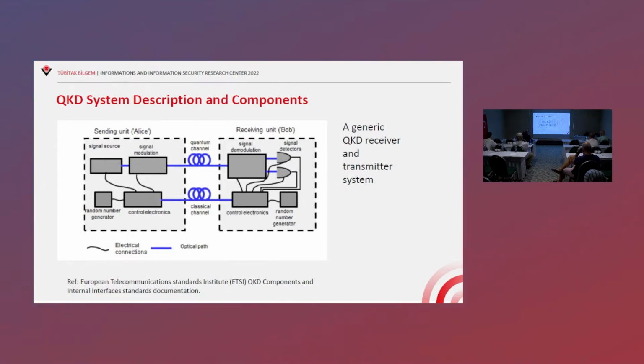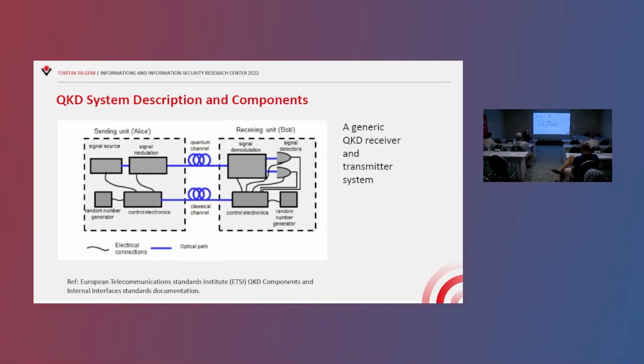There is a signal source. Signal source is basically the information. It represents the information that would be transmitted to Bob. And the modulator is where this signal source is encoded on the quantum particle, in this case, photon. And then all of these protocols basically include a random number generator as well, and control electronics, to control the modulator, the signal source, and a random number generator.